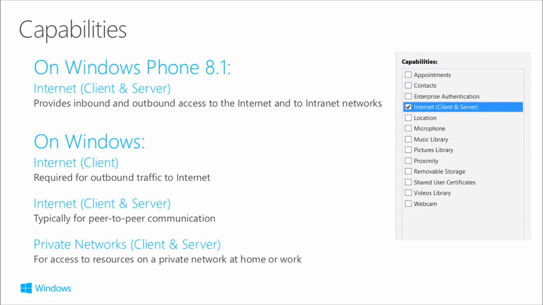We've got some capabilities which are relevant. I'll just mention these up front. On Windows, there are 3 different flavors of it: the Internet Client, which is required for outbound traffic; Internet Client and Server, which is peer-to-peer; and then Private Networks, when you're on a private home or work network. Those are all rolled into one on Windows Phone 8.1. It's just Internet Client and Server. So if you need to use a network, just make sure that you've requested that capability.